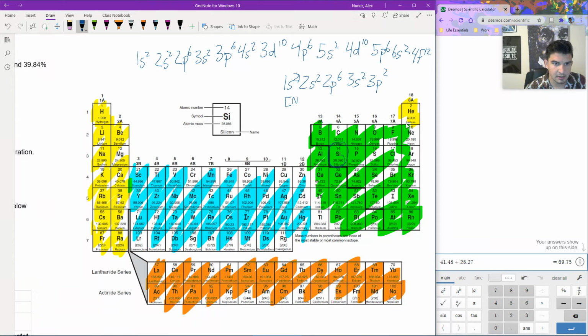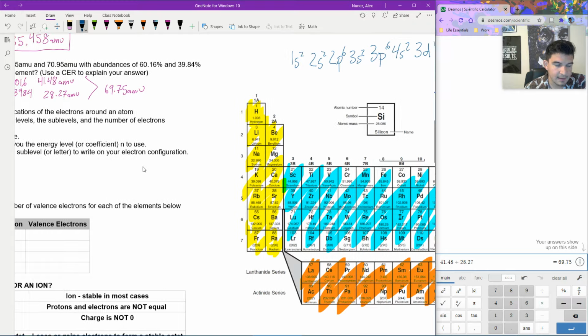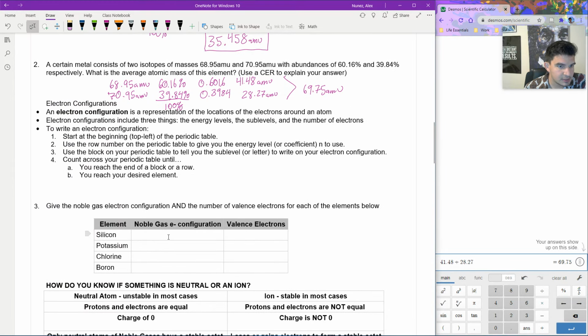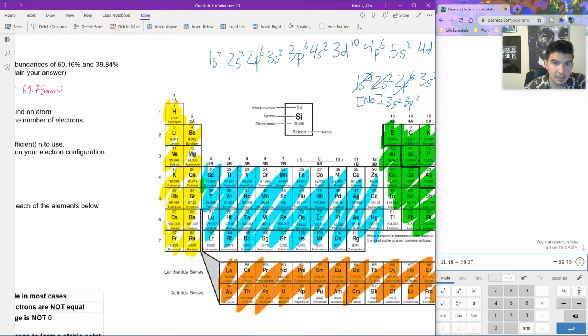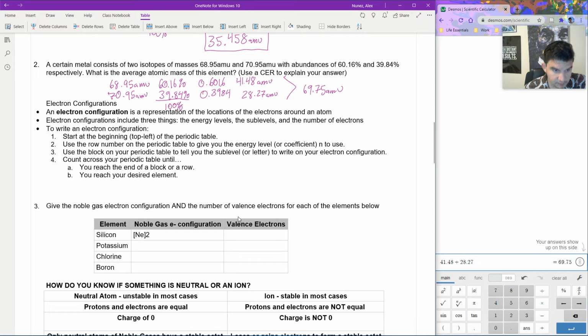And to get it into noble gas configuration, we go up a period over to our noble gas. So that would be neon. And that takes care of the 1s2, the 2s2, and the 2p6. And so we just have to write 3s2, 3p2. That's all that's left over. So if I'm going to type this, it's going to be neon, 3s2, 3p2. And make sure that those are superscripts, not subscripts.